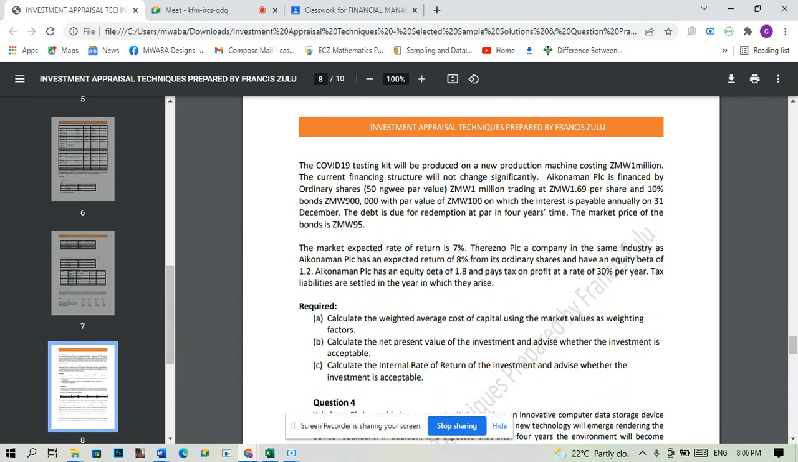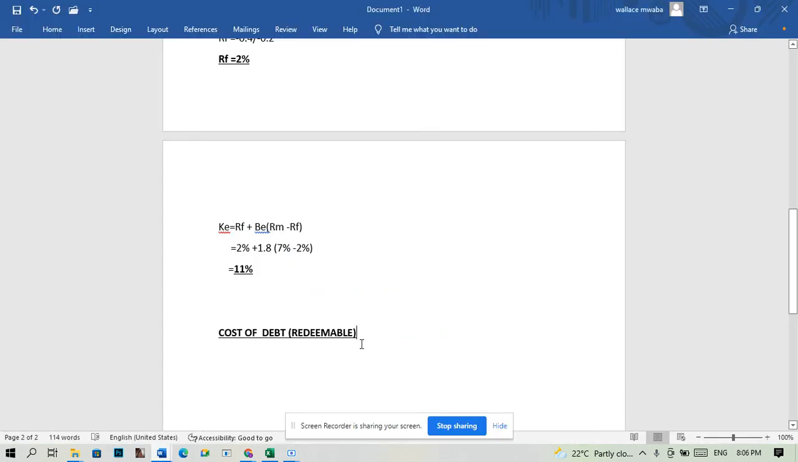Right, now we have to calculate the cost of debt. They say the debt is due for redemption at par in 4 years' time. So we're going to have to use the internal rate of return to calculate the cost of debt. So we're going to make our table.